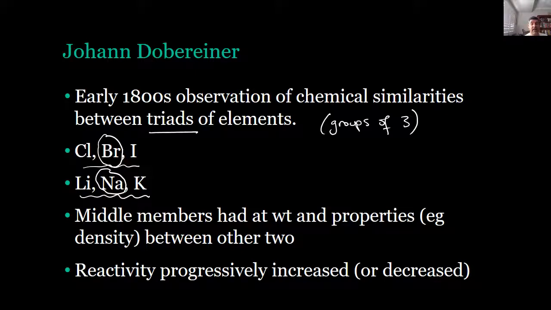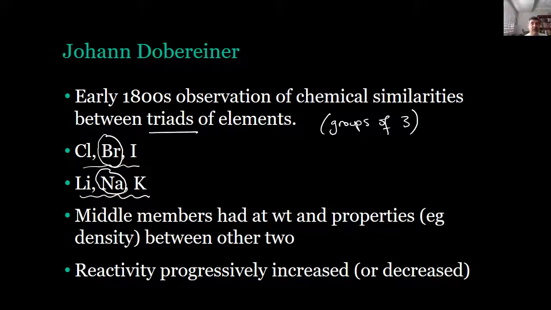What he found was that the middle member of each of the triads he was looking at had atomic weight and different properties such as density that occurred as the average or somewhere in the middle of the other two. So he found some sort of a link between these little triads and obviously suggested that they must belong together. They must have certain things in common.